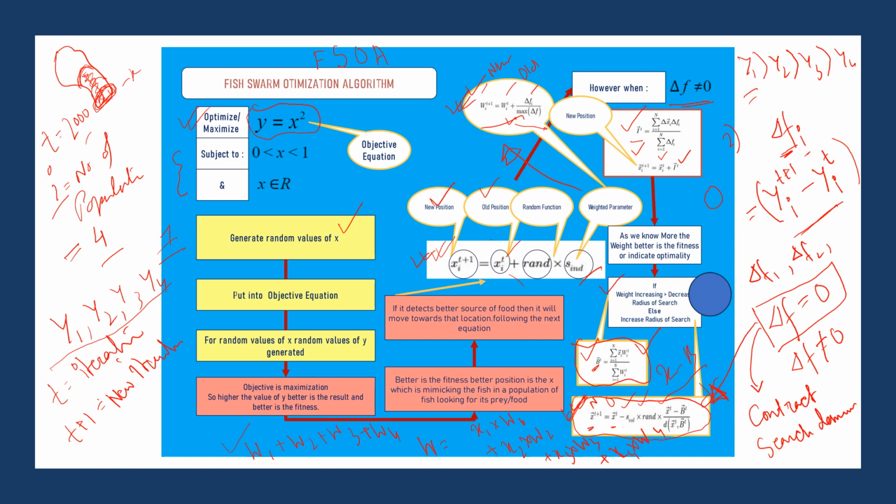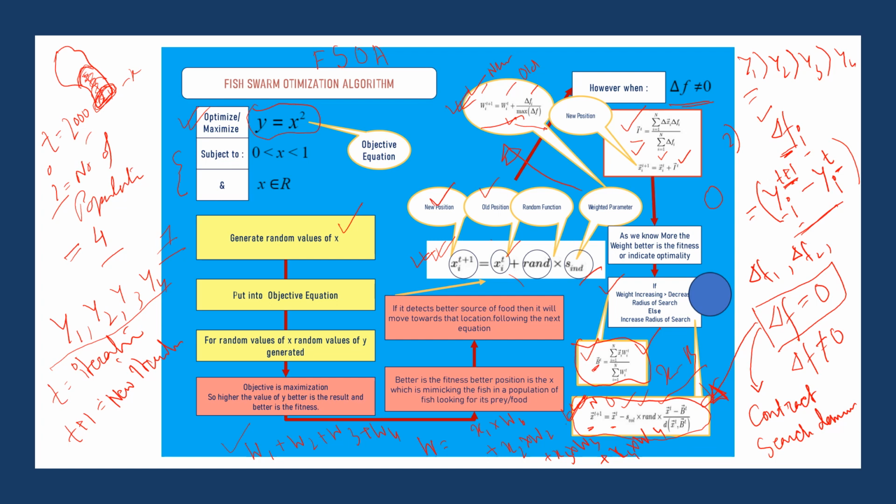So these are the iterations. This is the old iteration, this is the new iteration. y is your objective function generated for the value of x at i population. So y i superscript t plus 1 minus y i superscript t is your del f i. Many people confuse it with population. This is not the population. This is the difference of objective function in between two iterations.